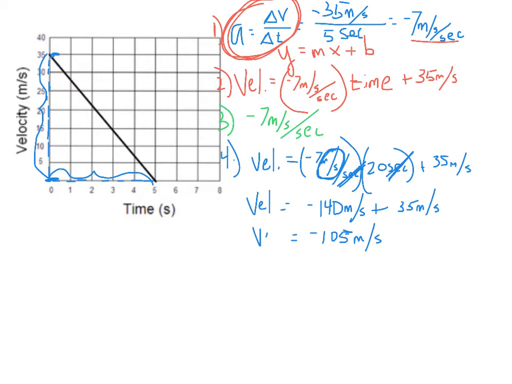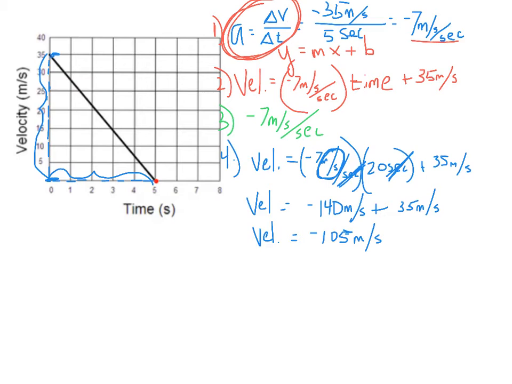Now, question, what does that even mean? Like negative 105 meters per second? How can you have a velocity that's negative 105 meters per second? That is, my friends, a negative velocity. What did this thing start with? A positive velocity. Now it has a negative velocity.